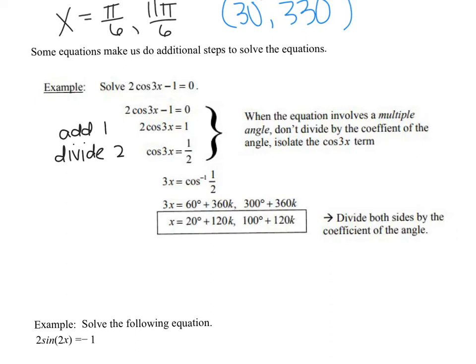Then you divide by 3 to find the solutions for x. So then we divided by 3. And we get that x equals 20 plus 120k or 100 plus 120k. So you first isolate the 3x using the unit circle, then you divide.